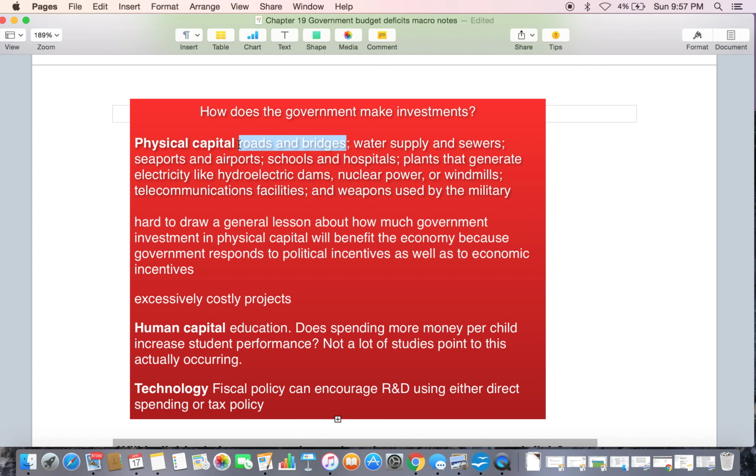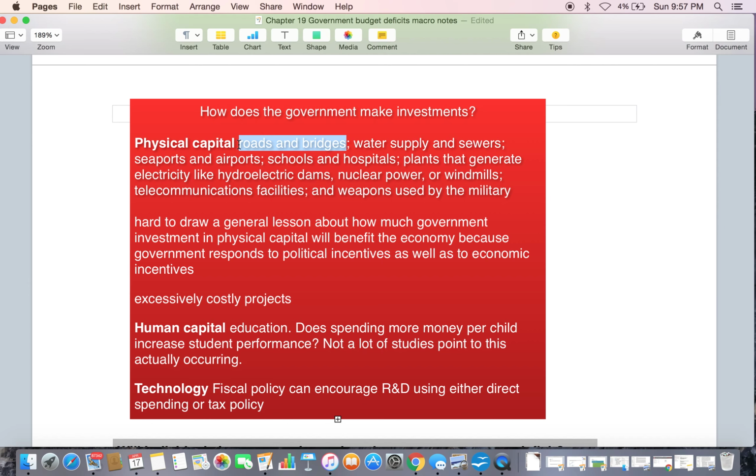But it's also hard to draw a general lesson about how much government investment in physical capital will benefit the economy, because the government acts differently than a business. A business decides to do something over another thing, over not doing anything, because it sees that it is possibly profitable. It does an analysis to say, how much can I sell at what price, and what are my costs, and will I earn a profit, and then decides to move forward if they're going to be profitable. But the government is very different.